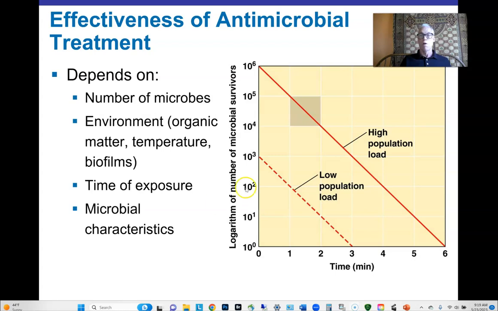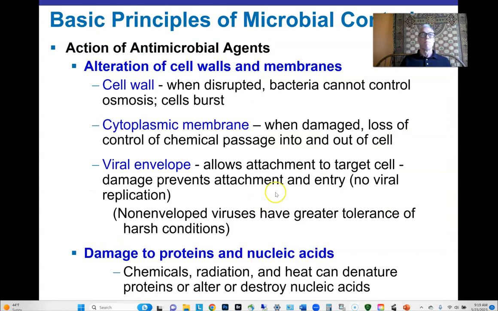Time of exposure. The longer you heat, you can see on this chart, the better you do at killing the microbes. Different microbes are easier or less easy to kill, and at the very end of this chapter is a little table that sort of lists hierarchically microorganisms in their order of susceptibility. We'll see how some are more durable than others.